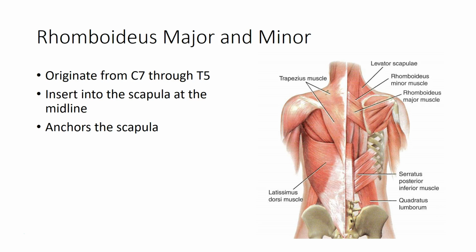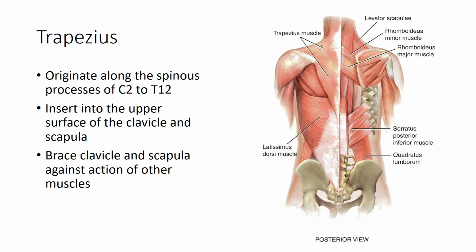The rhomboideus major and minor muscles are similar to the levator scapulae. They come from cervical vertebrae 7 through the first 5 thoracic vertebrae and insert into the scapula, which is the shoulder blade, more medially. So rather than the upper part of the scapula, the medial part of the scapula. So again, this will help anchor the scapula for the action of other muscles pulling on the ribs.